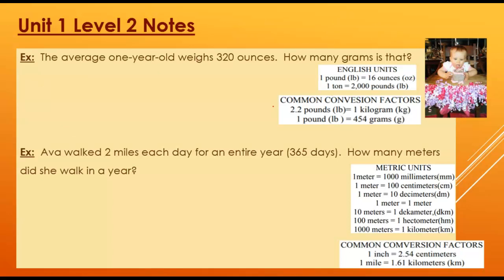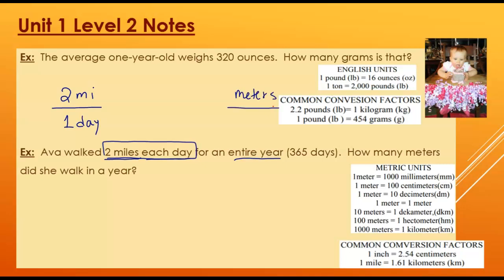Our second example: Ava walked 2 miles each day for an entire year. How many meters did she walk in a year? This is our first example with a rate. So we need to go from 2 miles each day, so 2 miles for 1 day, and we need to change that to how many meters in 1 year. So what we need to do is change the top from miles to meters and the days into years.